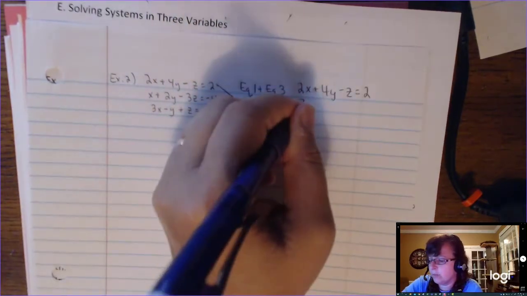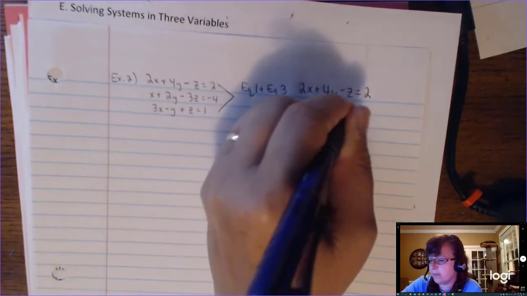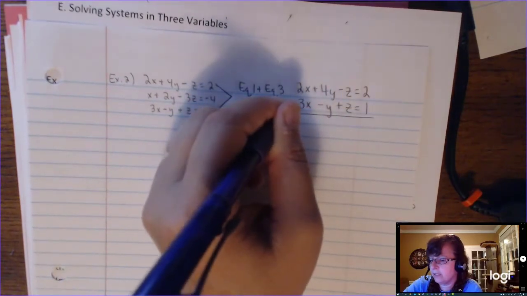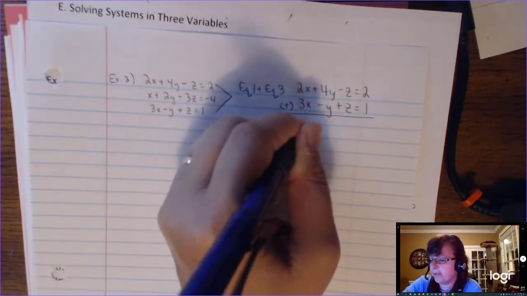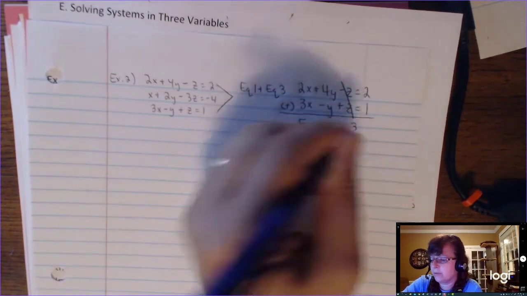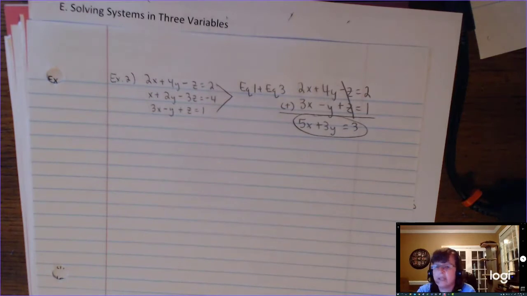Don't have to multiply anything. They are already opposites. Just kind of copying them down so I don't make any mistakes. Alright, so if I add those together, that's 5x plus 3y equals 3. So by adding equation 1 and 3 together, I got one equation with two unknowns. So I need another equation with the z missing.